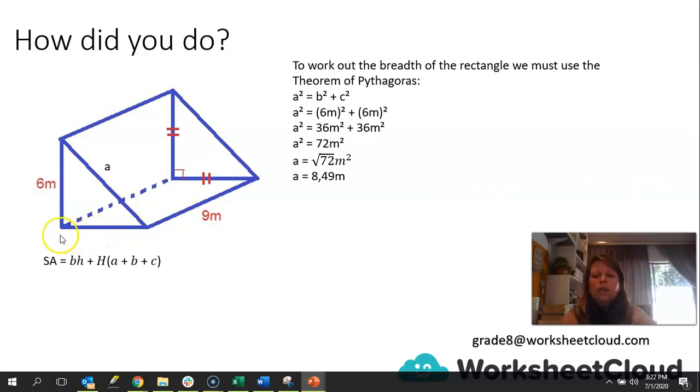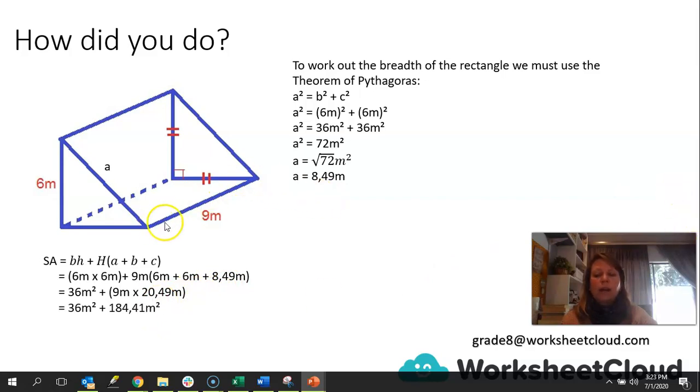Now let's plug that into our formula, and we're going to get B times H, the base times the height, which are both 6. And we're going to get the height of the whole prism, which is 9. We're going to do 6 plus 6 plus 8,49 because we've worked out that. Let's add those together: 6 plus 6 plus 8,49 is going to give me 20,49 meters. 20,49 meters times my 9 meters, that's the height, going to give me 184,41 meters.